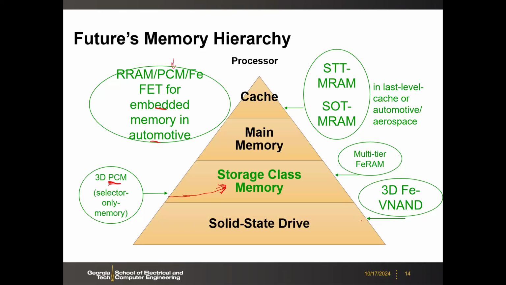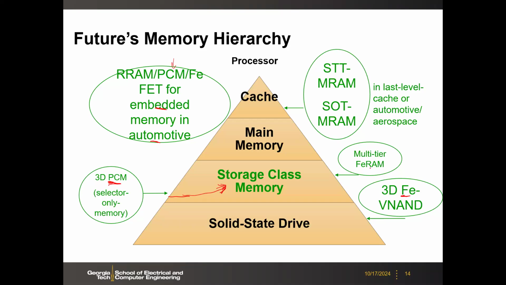And also, even for the NAND flash, there is a proposal to replace the charge trap layer with a ferro layer, so you can do the 3D FE ferro VLAN. SK Hynix has research on that. Samsung has research on that. And also here at Georgia Tech, we have research on that in collaboration with Samsung. We collaborated on this 3D FE VLAN. So there are many opportunities there.